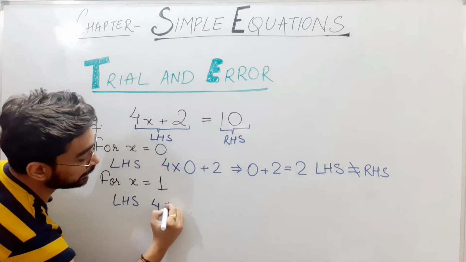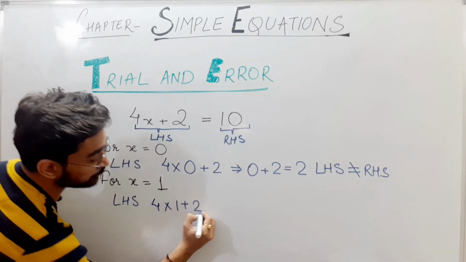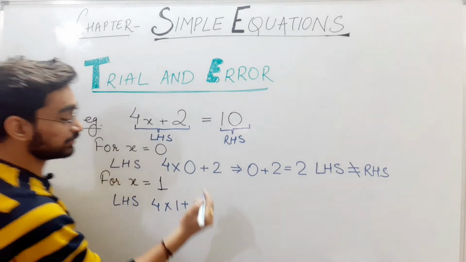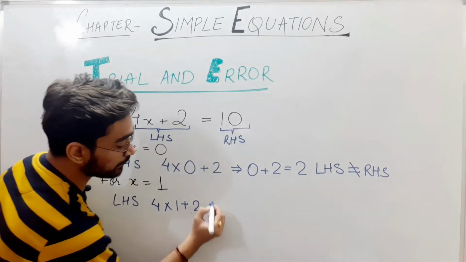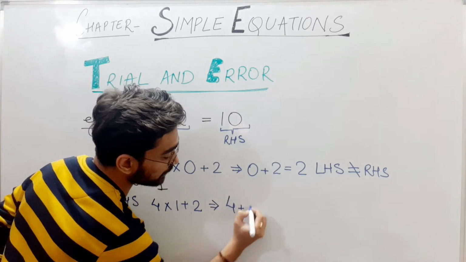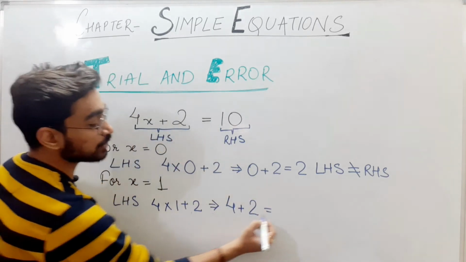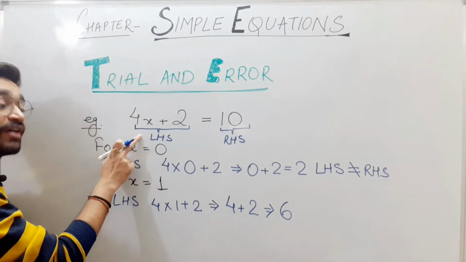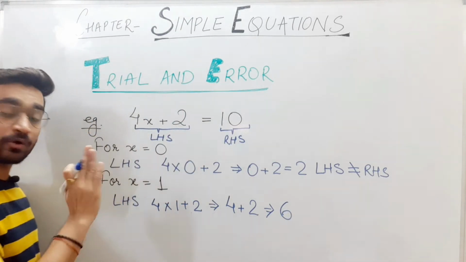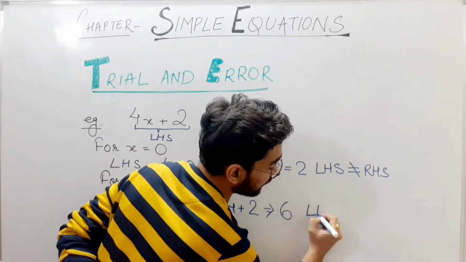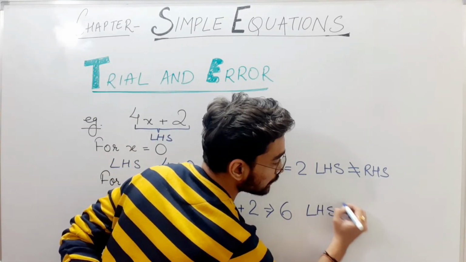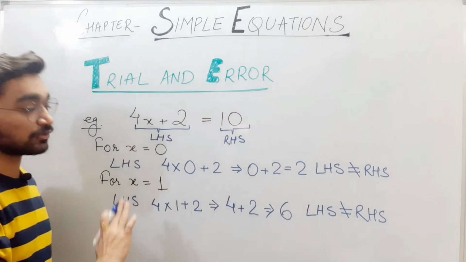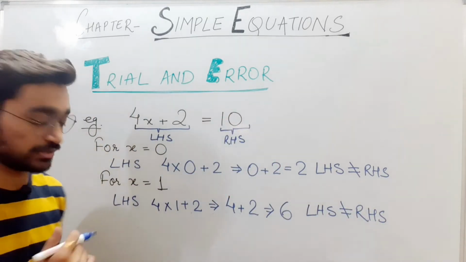4 into 1 plus 2. 4 into x means x is equal to 1. So 4 into 1 plus 2: 4 ones are 4, plus 2, how much? 6. Very good. Again we can see that the value of LHS and the value of RHS are not equal. So we will write LHS is not equal to RHS, hence it is not the root, or this is not the solution of this equation.